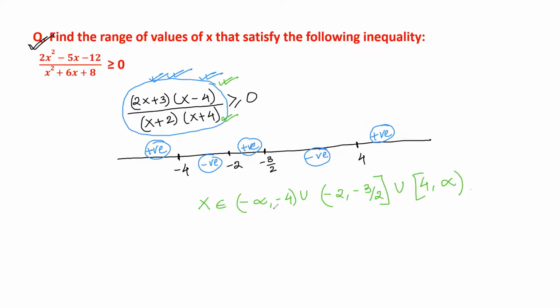We are not including x equal to minus 2 and x equal to minus 4 because at x equal to minus 2 and minus 4, this denominator part would be 0. But we are including minus 3 by 2 and 4 because in that case, this whole expression would be equal to 0, which would be satisfying this inequality. So this is the range of values of x for which this inequality would be satisfied.